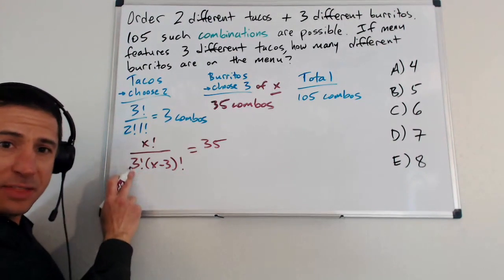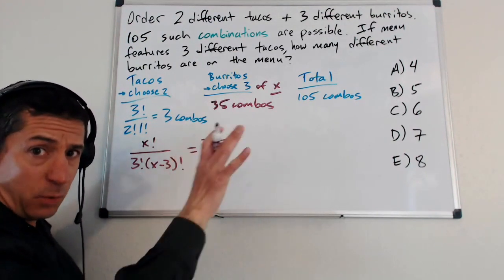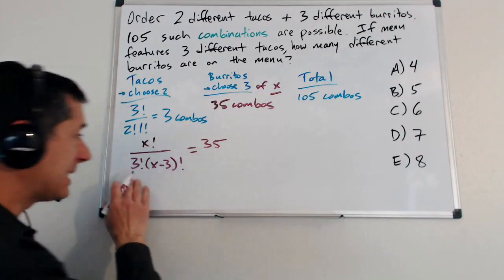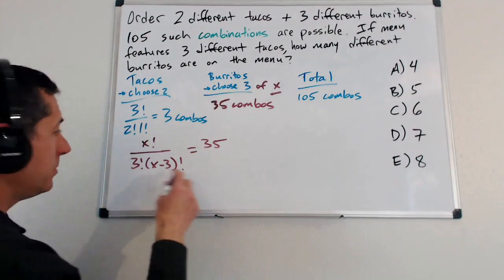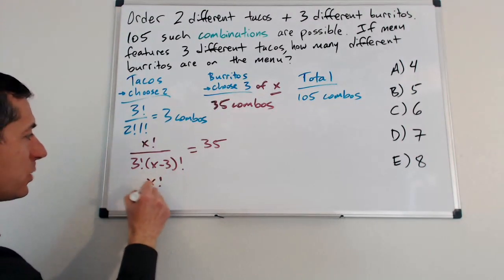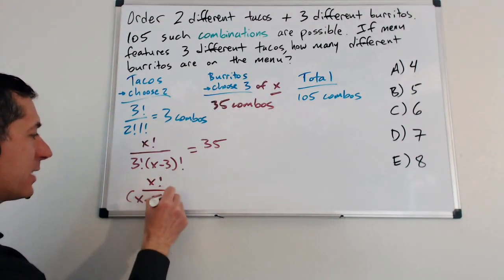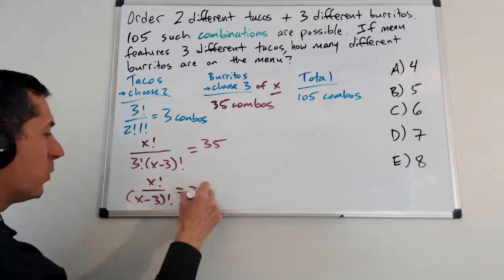I can multiply out that three factorial. Again, I'm going to show you a different way in a minute. It's a little bit less technical, a little bit less algebraic. Three factorial is six. I can multiply that across. So then what I'm left with is X factorial over (X minus three) factorial is equal to 210.